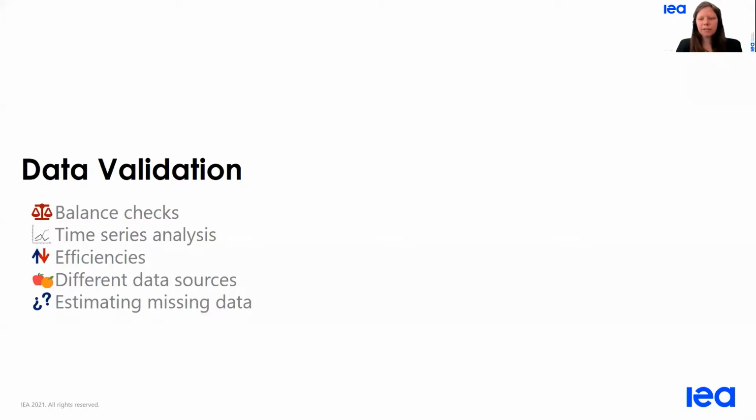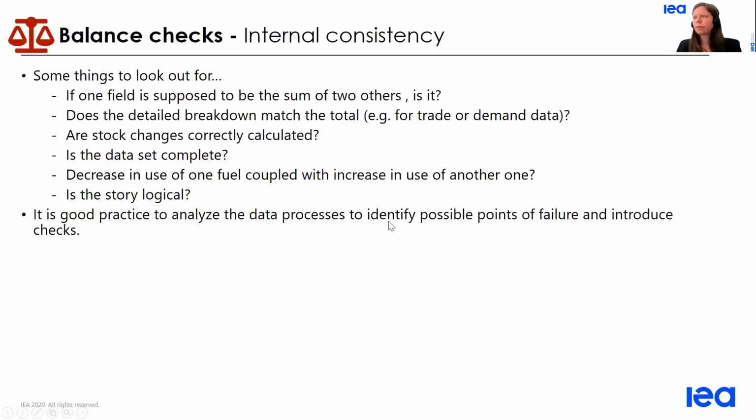So we have seen how important it is to have good data quality. Now we will see how this is feasible and what we can do to increase the data quality in the end in our data set. We will start with some balance checks.